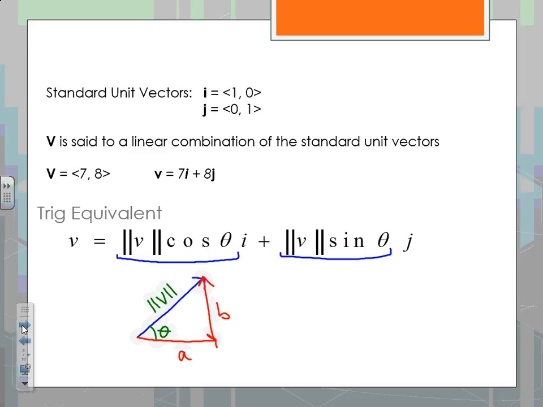No, because i is 1, 0. We don't know how long A is. So the 8 times 5, this is essentially A. But we have written A and B as cosines and sines instead. Why?